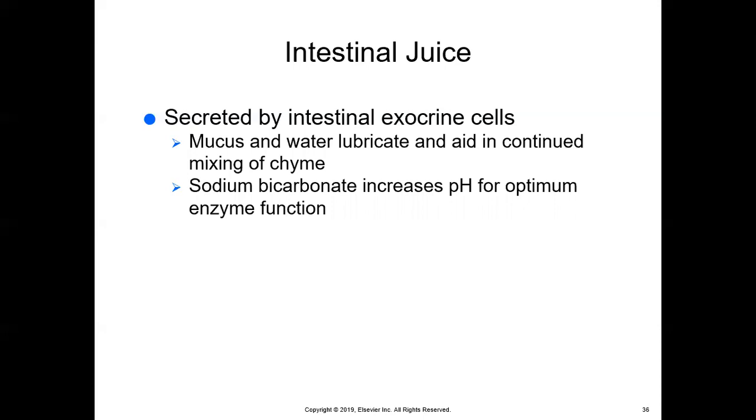And so the intestinal juice that's secreted by the exocrine cells includes mucus and water to help to lubricate and aid in the continued mixing of chyme. Then it also secretes sodium bicarb, increasing the pH, once again for optimum enzyme function.